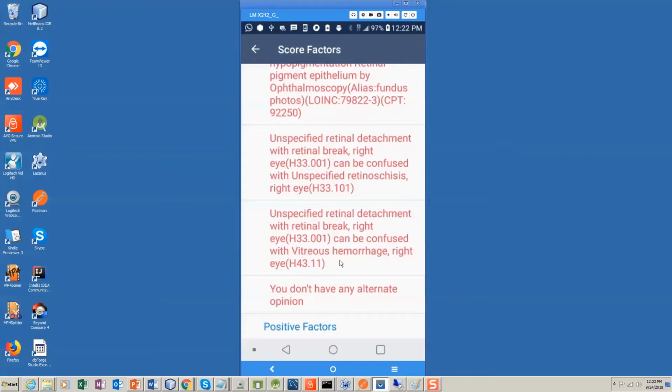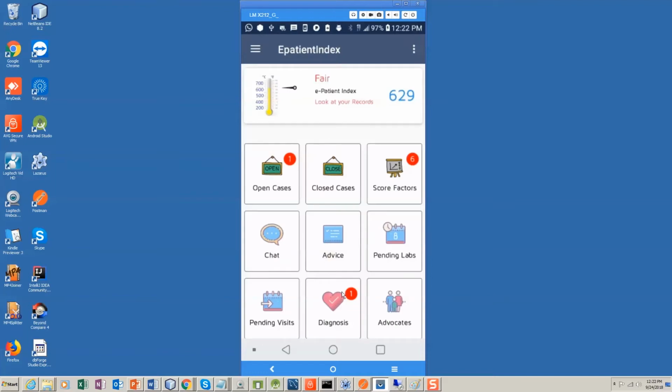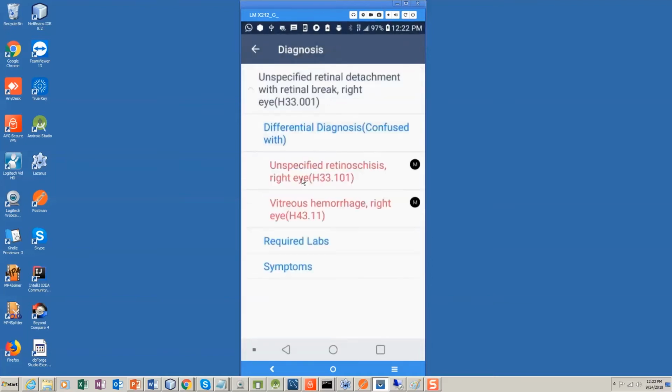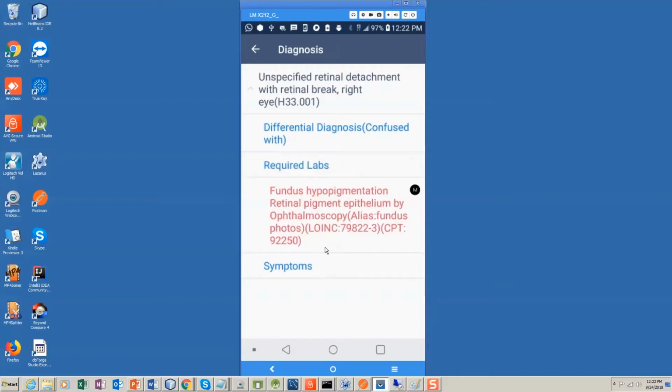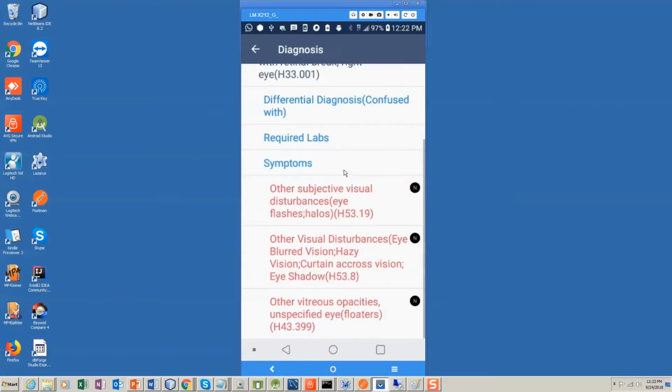A differential diagnosis is important for a doctor, and it's more important for you not to be misdiagnosed. Remember my story and Tricia Torre's story. Now you see the differential diagnosis also in the list of diagnosis, and you see the required labs, and you see also the symptoms of the disease.